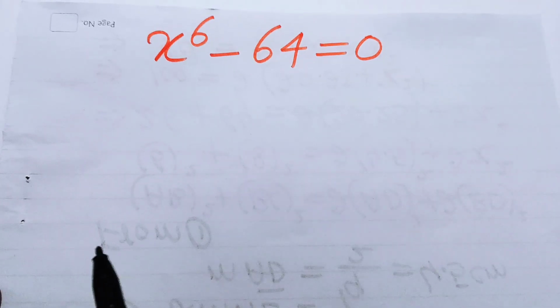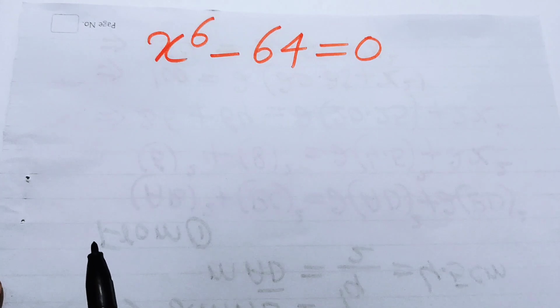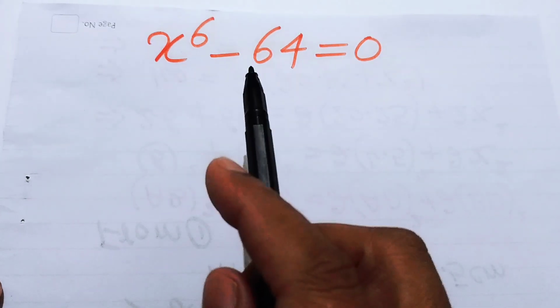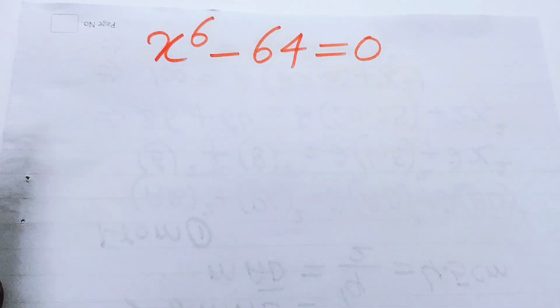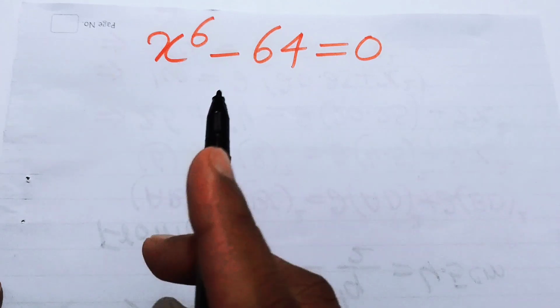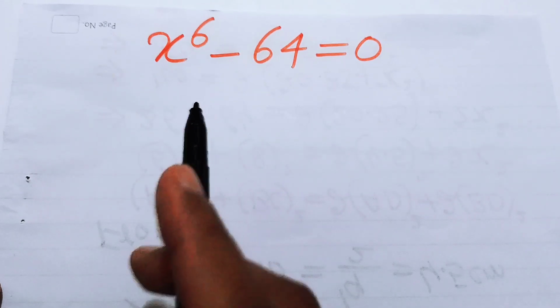In this video we are going to solve this nice math Olympiad algebraic problem, and here we have x to the power of 6 minus 64 equals 0, and we find all the 6 roots of this equation.